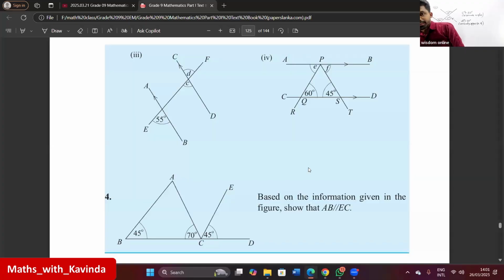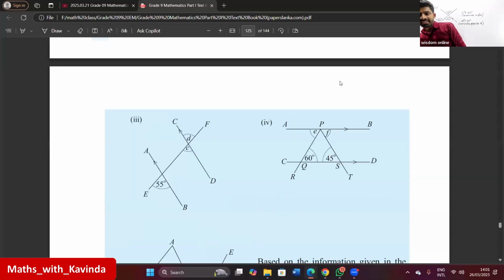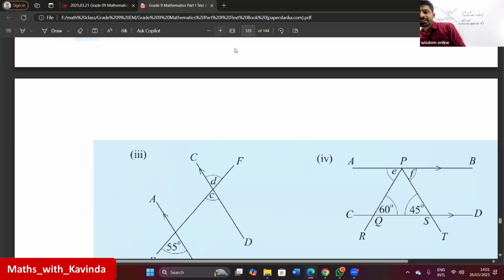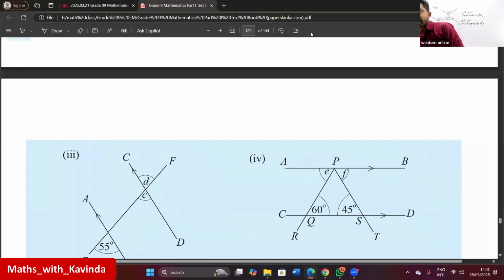Just try to do this one. Last question. Make it easy, then try to do this one by yourself. Look at this one.